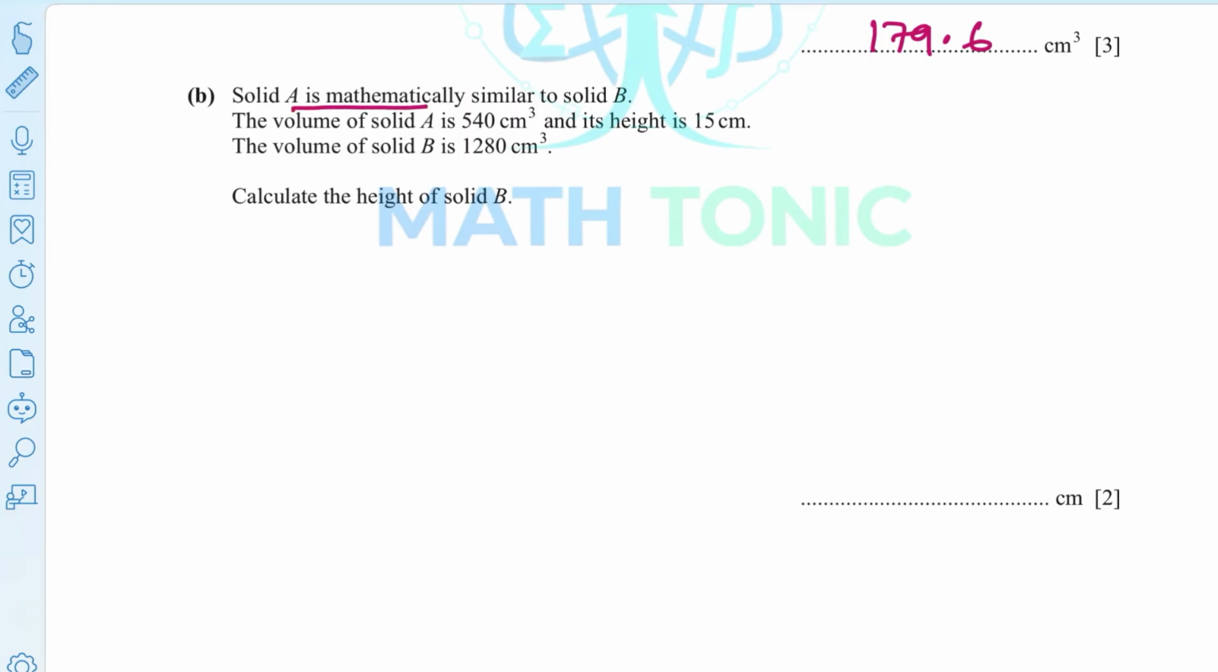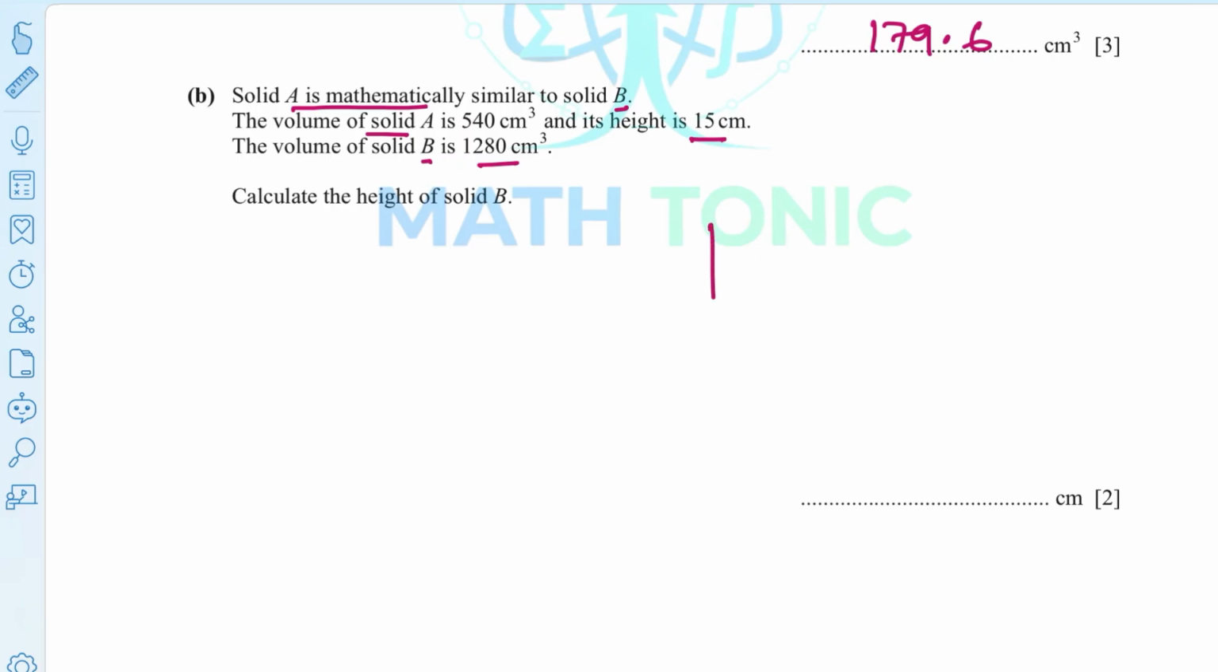Solid A is mathematically similar to solid B. The volume of solid A is given 540. Its height is given 15. Volume of solid B is given 1280 centimeter cube. Calculate the height of solid B. Try to understand this question.